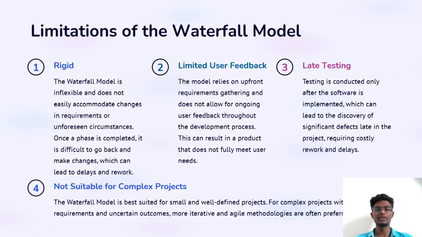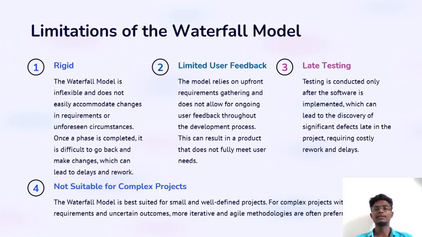In this slide, we will see about the limitations of the waterfall model. Rigid. The waterfall model is inflexible and does not easily accommodate changes in requirements or unforeseen circumstances. Once a phase is completed, it is difficult to go back and make changes, which can lead to delays and rework. Limited user feedback. The model relies on upfront requirements gathering and does not allow for ongoing user feedback throughout the development process. This can result in a product that does not meet user needs.